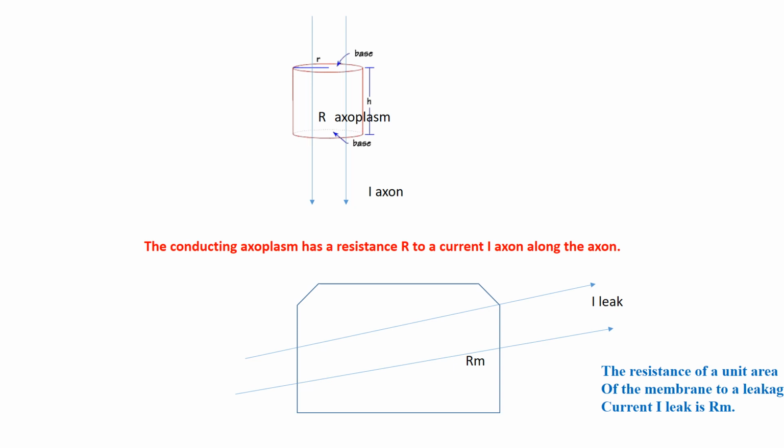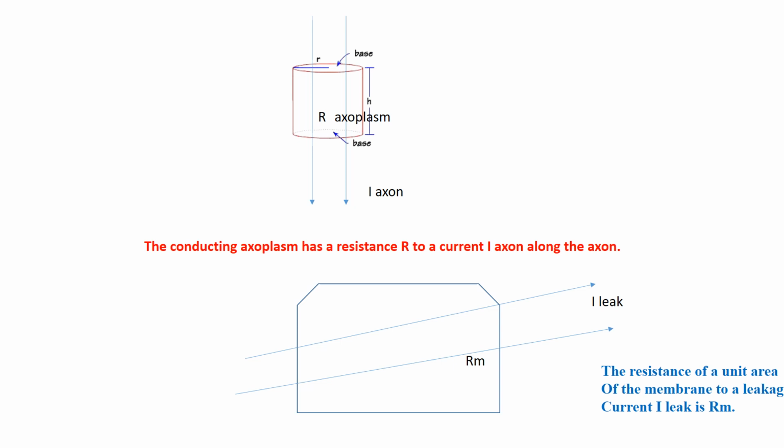I axon then represents the nerve impulses being transmitted in the axon, and R is the resistance to the flow of the nerve impulses. In other words, it's the resistance to the I axon. Now the conducting axoplasm has a resistance R to the current I axon along the axon.